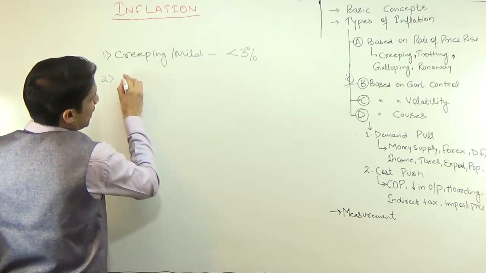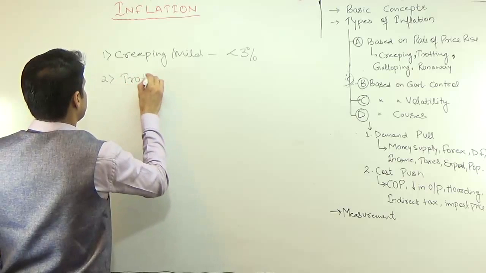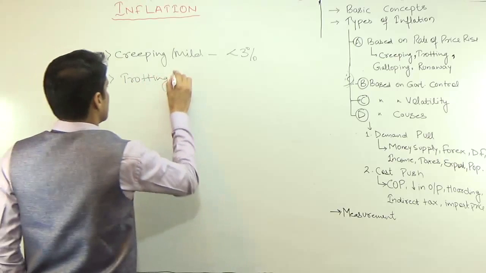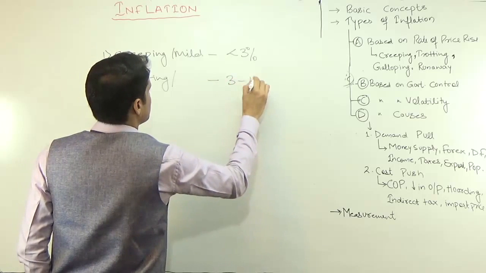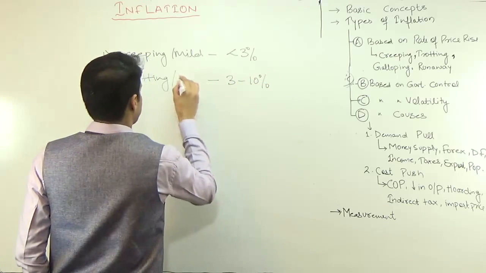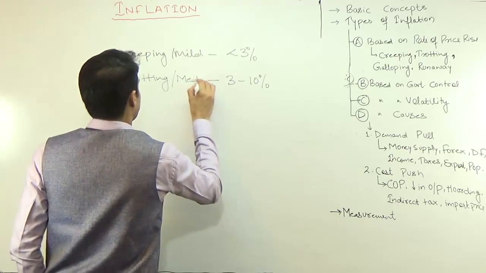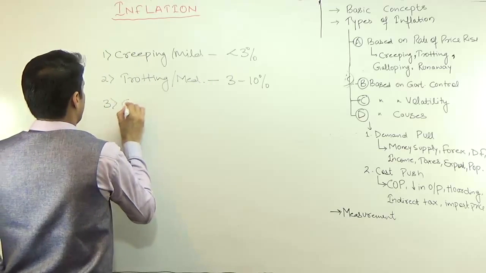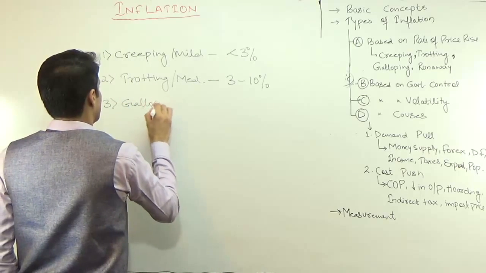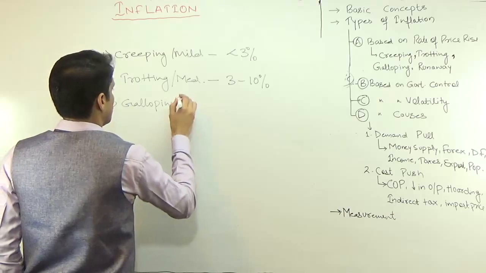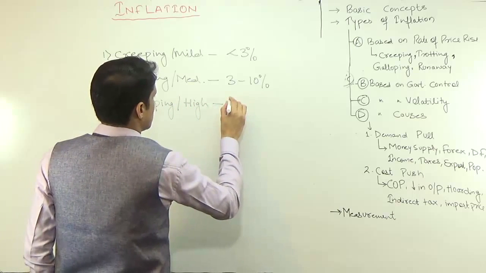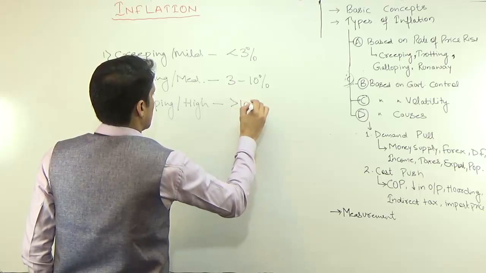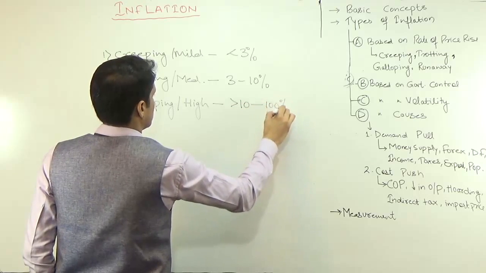Then the second one we have is trotting, also known as medium. This is 3 to 10%. Then we have galloping inflation, also known as high. It is more than 10, up to usually 100.